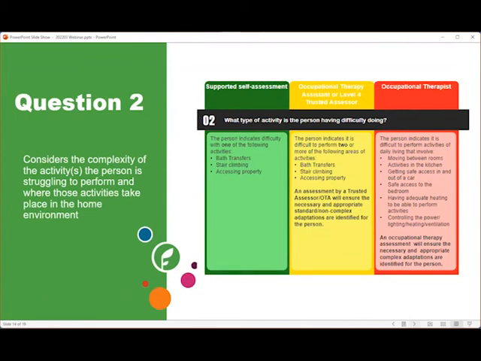And that's where you get value of having an OT involved, because of the skill of the OT to look at the complexity of those more complex activities happening in the home environment.